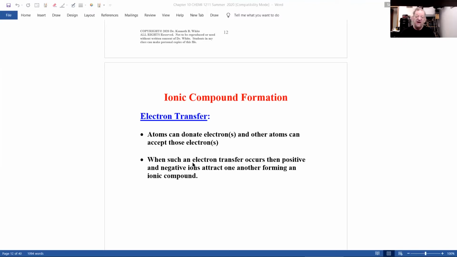When such an electron transfer occurs, then positive and negative ions attract one another, forming an ionic compound. So when you have two ions, positive and negative, they attract each other.